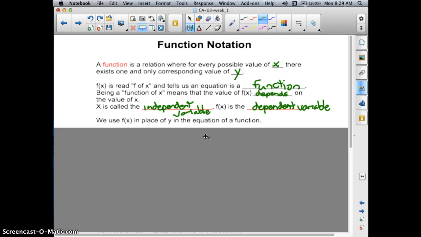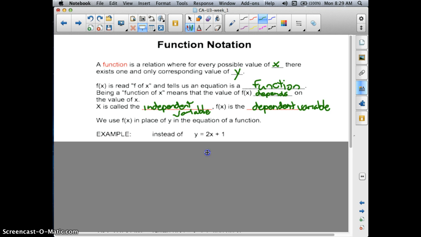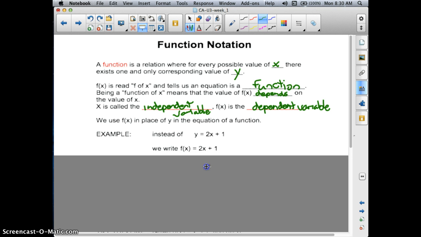So f(x) doesn't mean f times x or anything like that, which I know you're used to seeing parentheses and thinking you have to multiply. f(x) is a function called f, and it's being defined in terms of x. It sounds more complicated than it is. Let's look at an example.